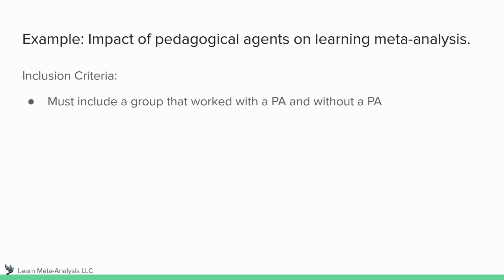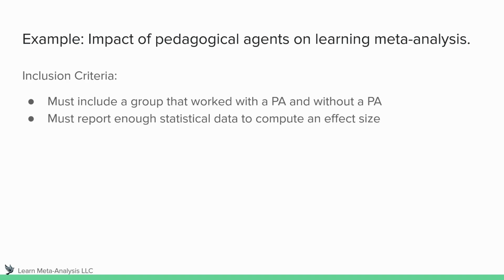So for inclusion criteria, we must include a group that worked with a pedagogical agent and one without an agent. And that's because we want to have our main comparison, right? Our first research question in this is going to be something to the effect of what is the impact of pedagogical agents on learning? The unsaid information in that question is we need something to compare it to, right? So because of this, we need to have one group that worked with an agent and one group that worked without an agent. Next, because this is a meta-analysis, the study has to report enough statistical data to be able to actually compute an effect size.